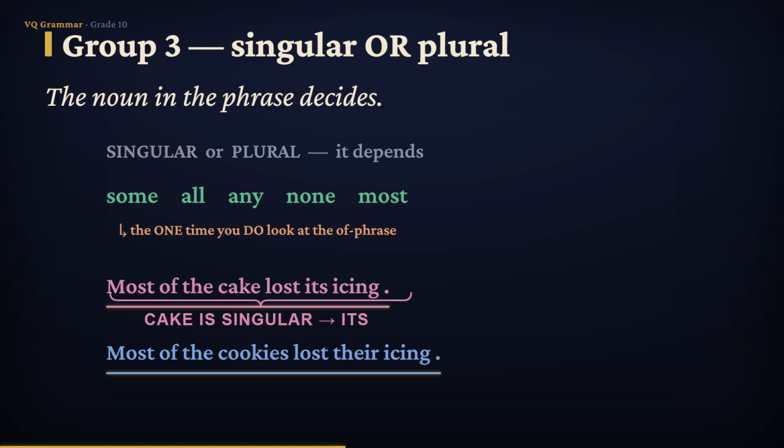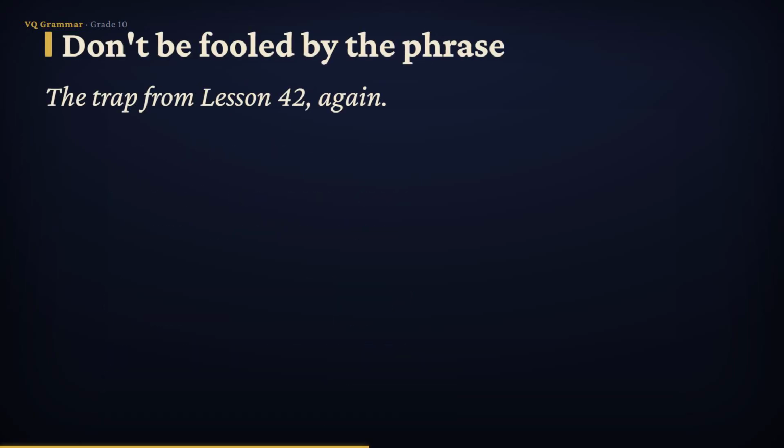This time, most is pointing at cookies, and cookies is plural, so the pronoun becomes their. Same word at the front, two different pronouns at the back, and the noun in the middle made the call. For these 5 words, let the noun decide the pronoun. One more trap, and it is exactly the one we met in Lesson 42.